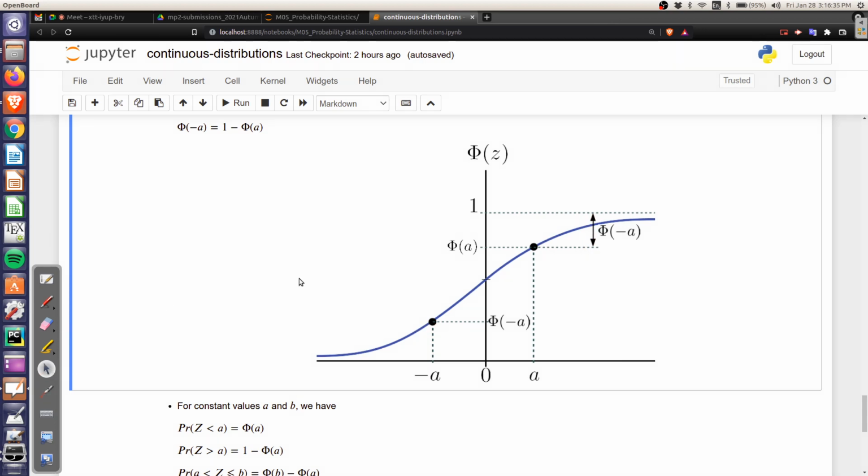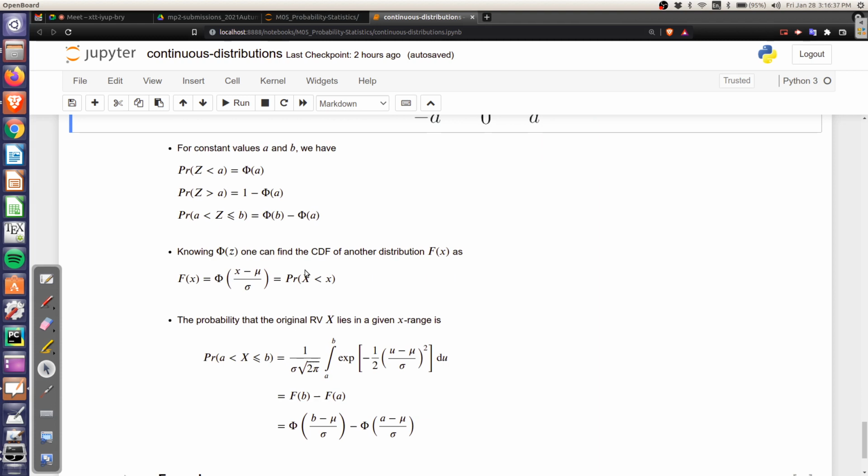Then for constant values, some results. For constant values A and B, the probability that Z is less than A is phi at A. The probability that Z is greater than A will be 1 minus phi at A. The probability that Z lies between A and B is phi at B minus phi at A. Okay, so knowing this phi, we can find the CDF of another distribution in this way.